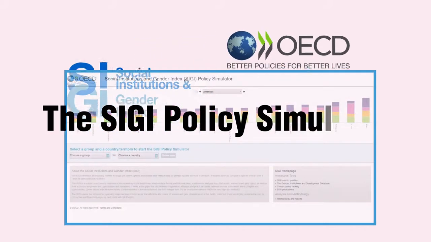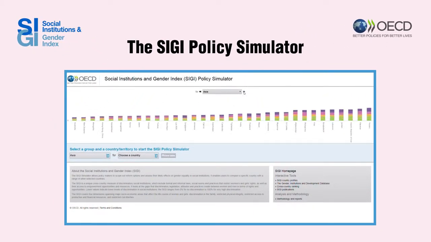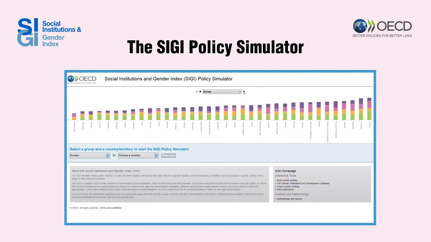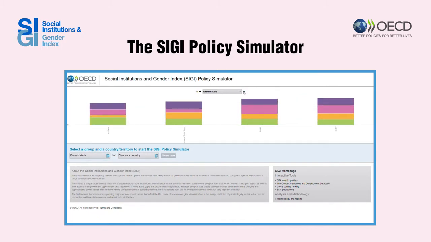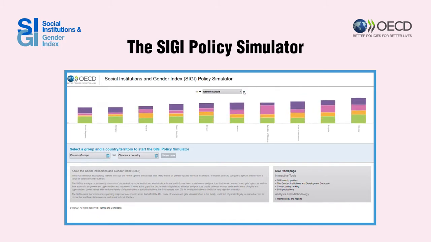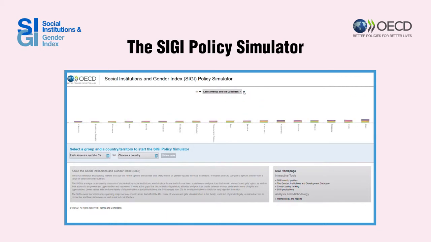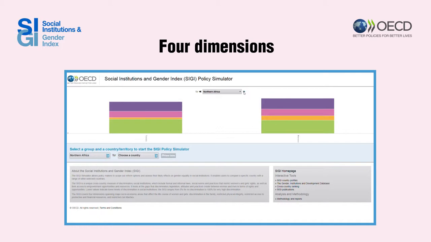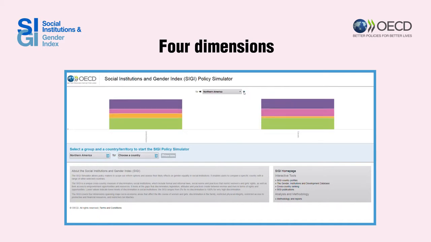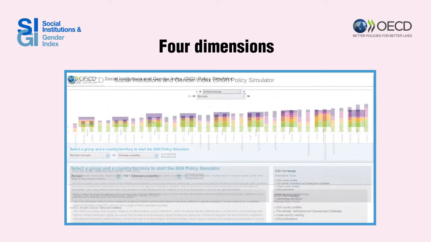With this interactive tool, you can measure discrimination against women in 120 countries because of legislation, social norms and practices. You can compare your own country with other countries worldwide within the same region, sub-region or income group. The SIGI Policy Simulator exposes challenges in 4 areas key for women's social, economic and political empowerment.